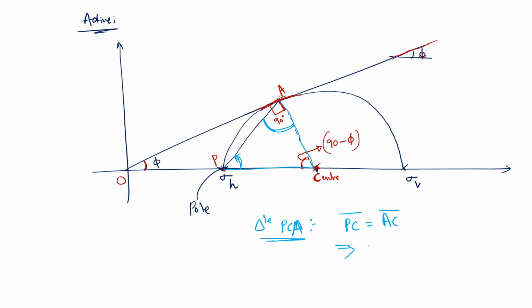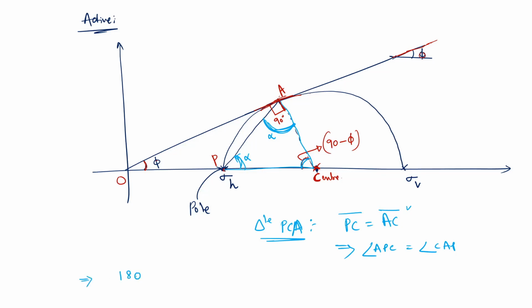This implies angle APC is equal to angle CAP. This angle and this angle are both the same. Let us call it alpha, so this should also be alpha because of this. And we know this angle is 90 minus phi. So, let us find out what alpha is.